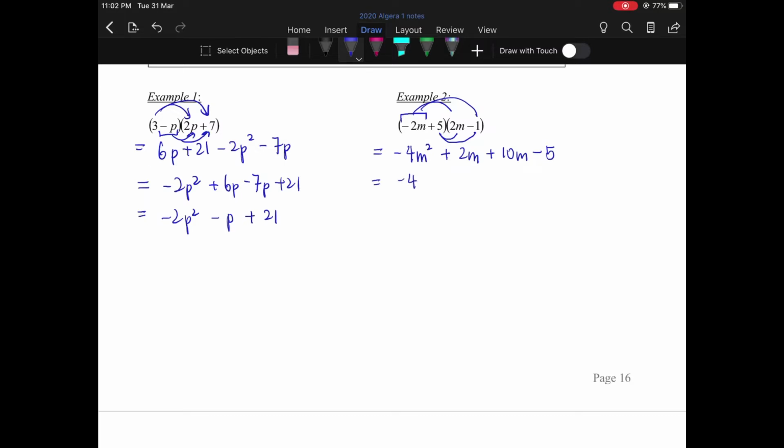Let's simplify. Positive 2m plus 10m, we get positive 12m, followed by minus 5.